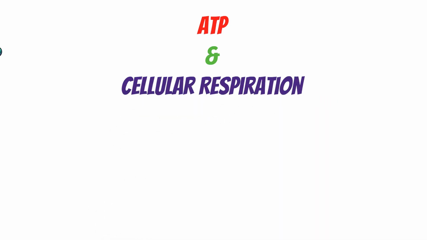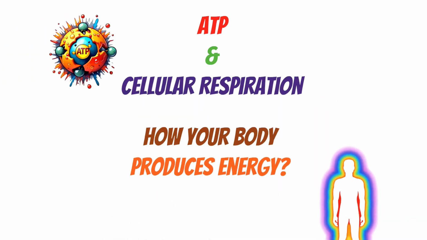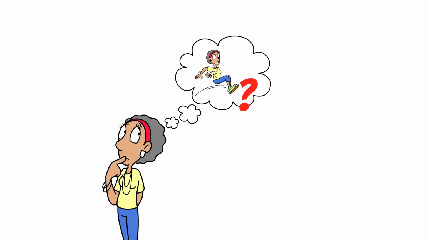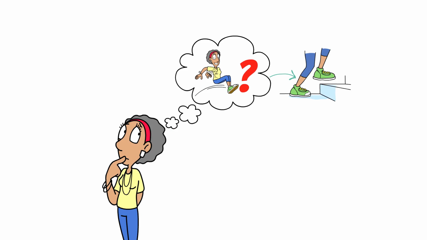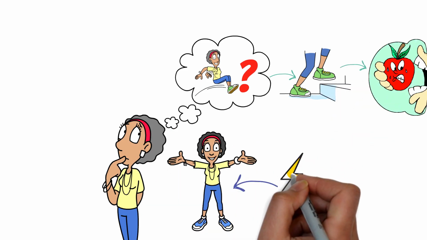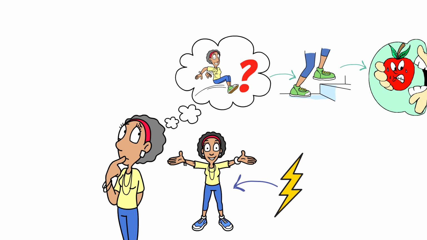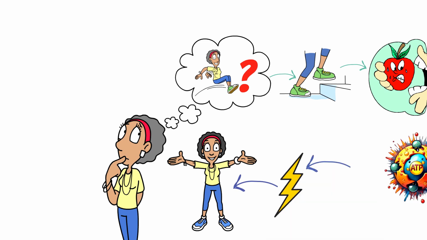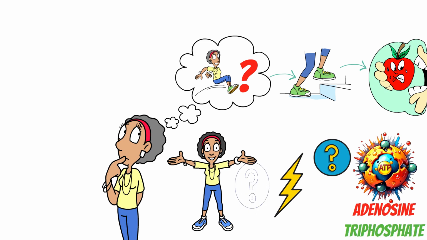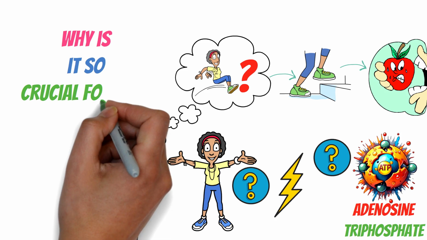ATP and cellular respiration: how your body produces energy. Have you ever wondered how your body powers every single action you take? From thinking to running to even digesting your food, your body needs a constant supply of energy. This energy comes in the form of a molecule called ATP, or adenosine triphosphate. But how does your body make ATP, and why is it so crucial for life?